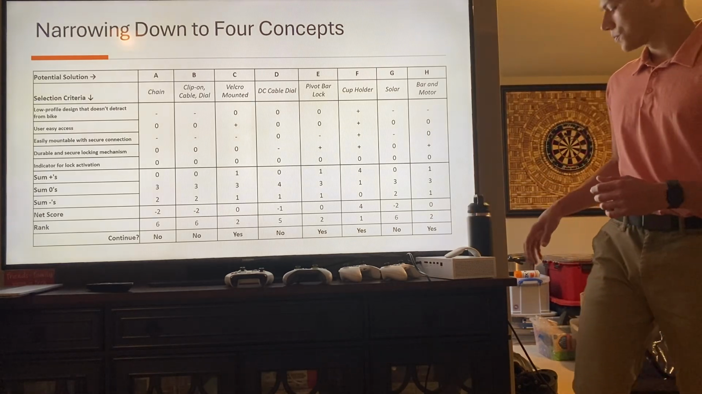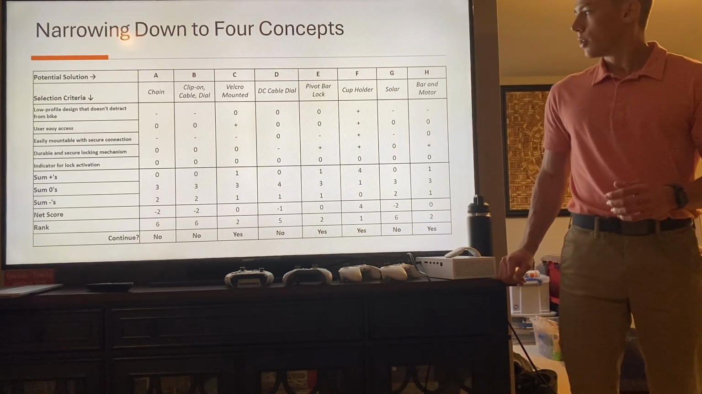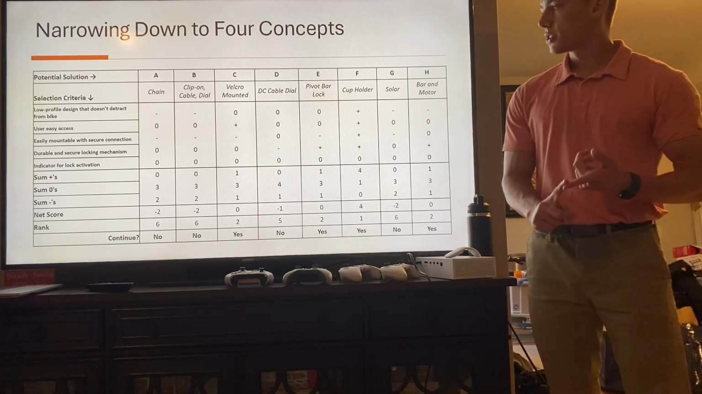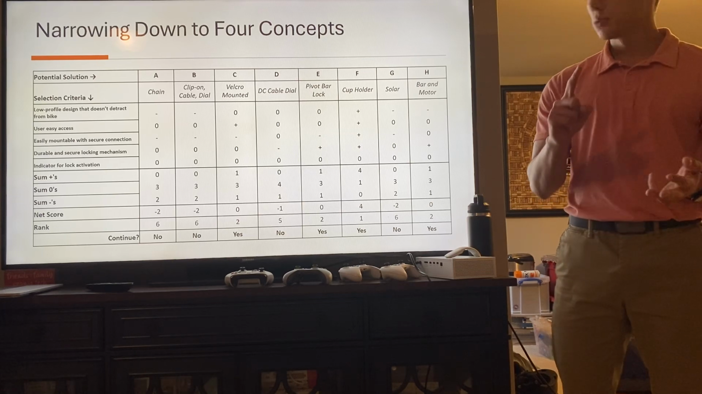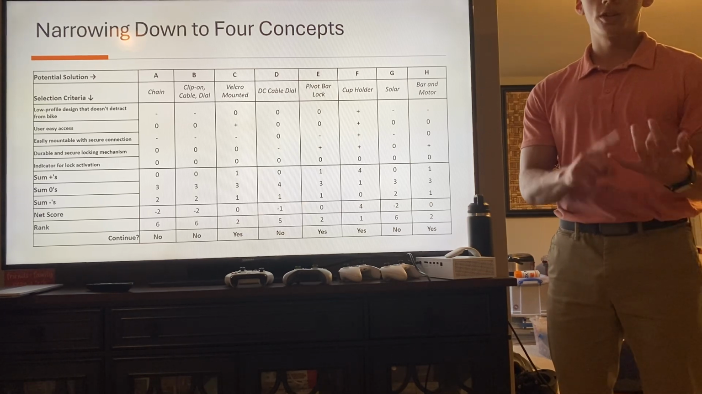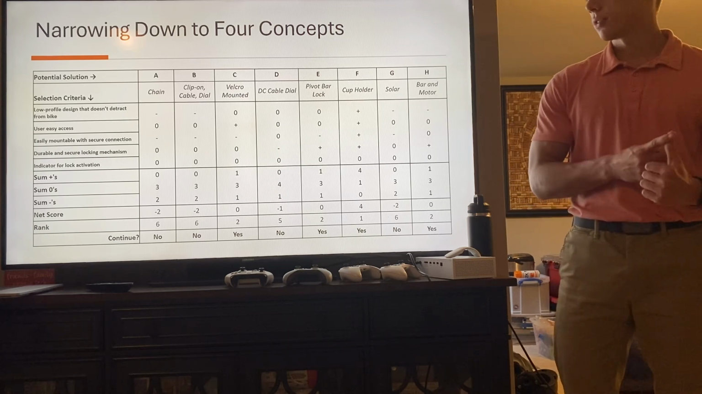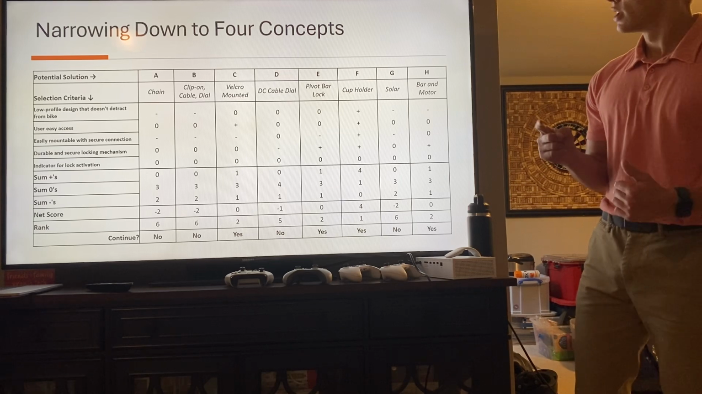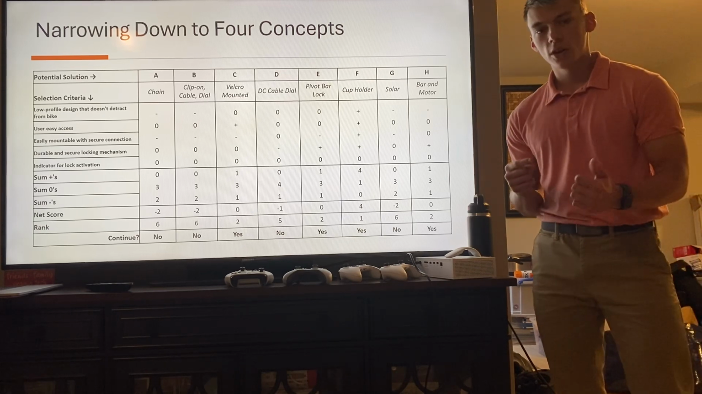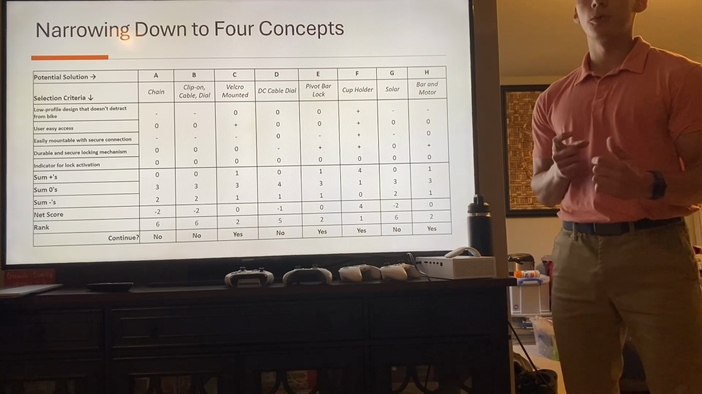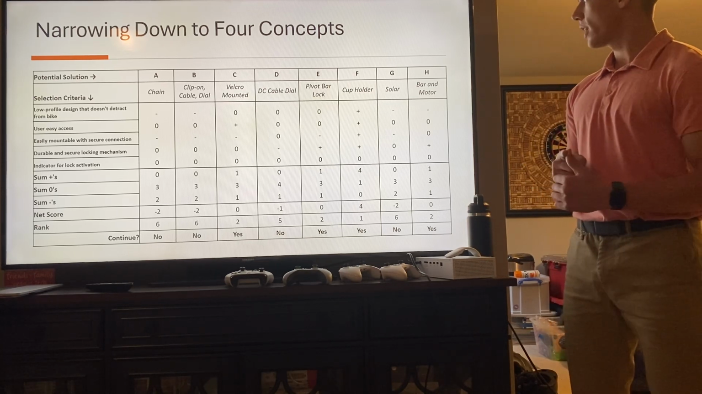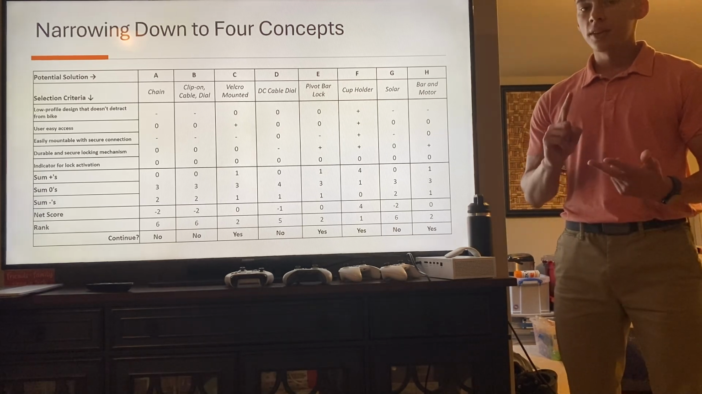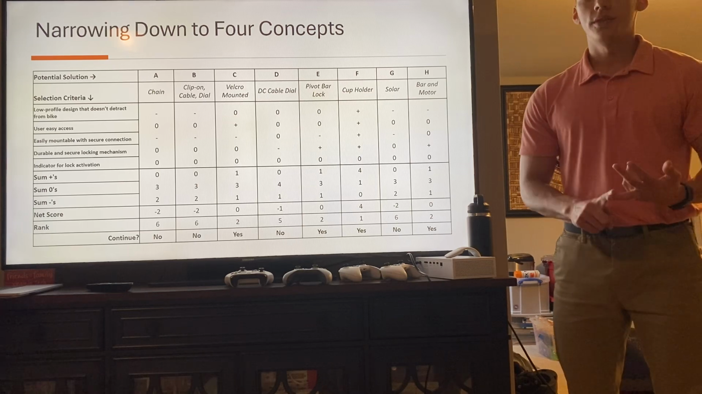Moving forward, we have our concept screening, which takes our customer needs, which have been listed on the left: a low profile design, user easy access, it's mountable with secure connection, it's durable, a secure locking mechanism, and it has an indicator for lock activation. After looking at all of these concepts and comparing them with the selection criteria, we narrowed it down to 4 more that will move on to the next phase. The 4 that have moved on are the bar and motor, the cup holder idea, the pivoting bar idea, and then the Velcro mounted idea.